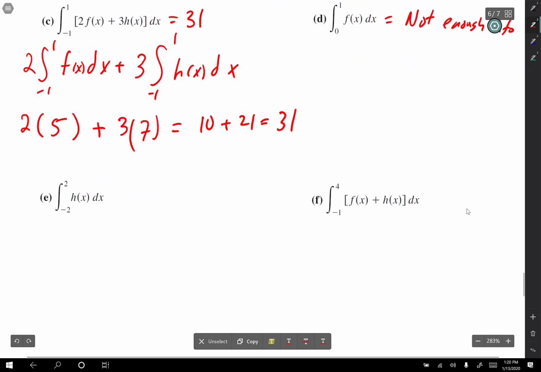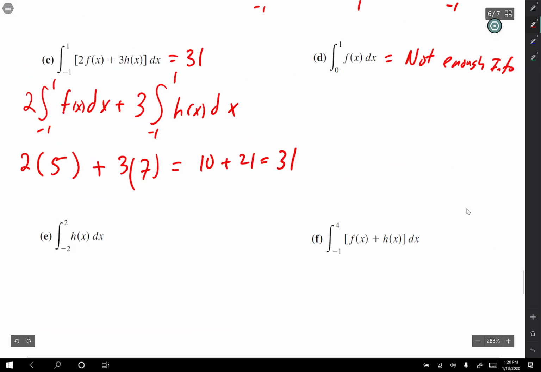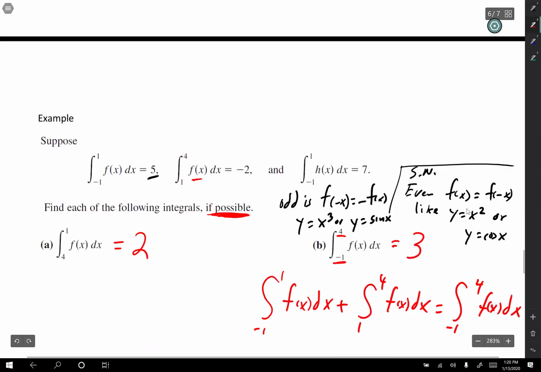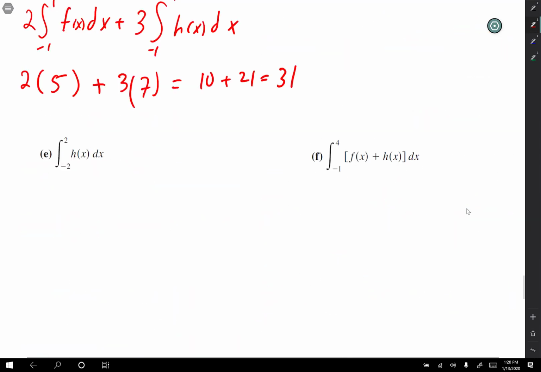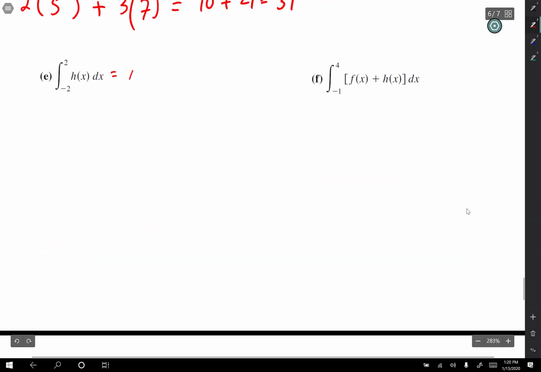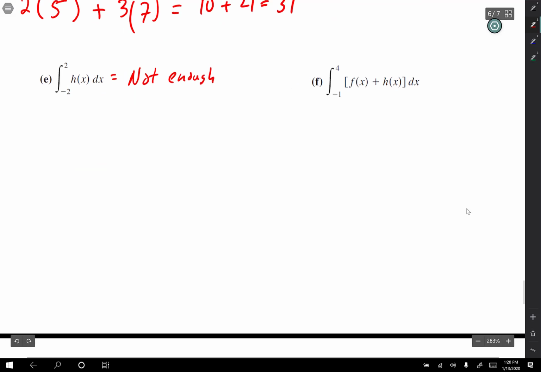Next one. Where are we at now? Letter E, negative 2 to 2. Not enough information. We don't know what happens outside the bounds.